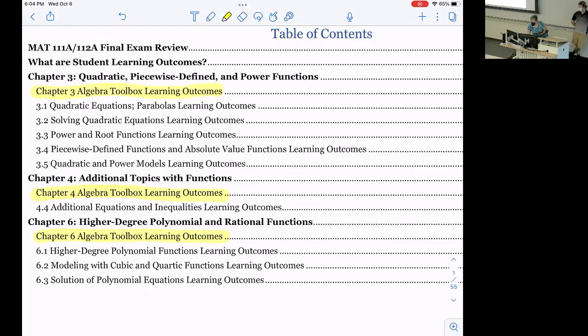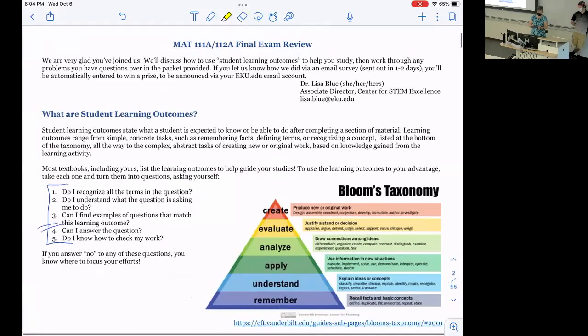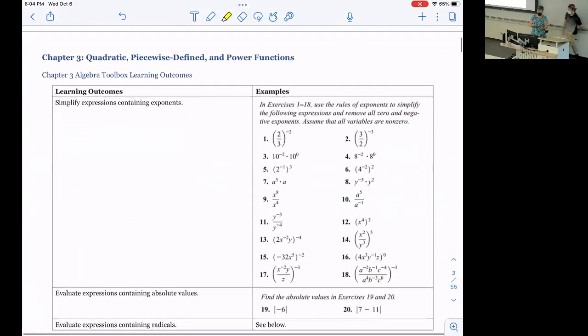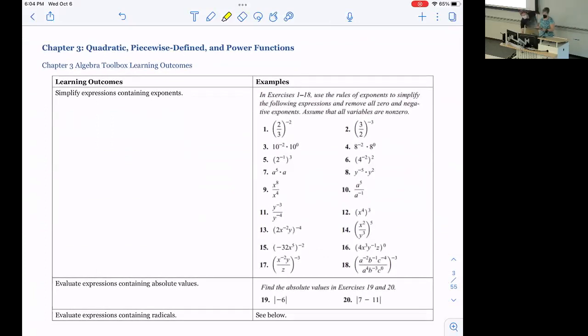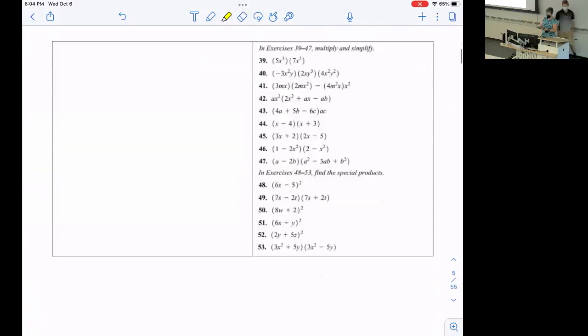With that being said, what we'll do tonight is we will go through, okay, we're going to skip Chapter 3, the Algebra Toolbox, and we will.